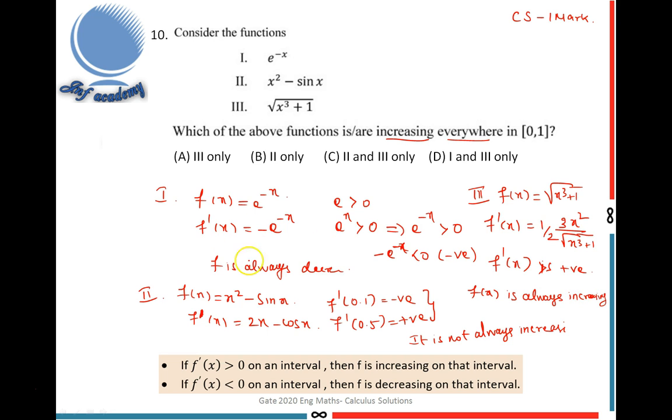So the first one is always a decreasing function, so this is not the answer. Next, the second one is not always increasing. The third one is the only function that is always increasing in the interval 0 comma 1. That means increasing everywhere in the interval 0 comma 1 is the third only. Third means option A. The answer is option A. These are the GATE 2020 engineering mathematics questions related to the concept of maxima and minima.